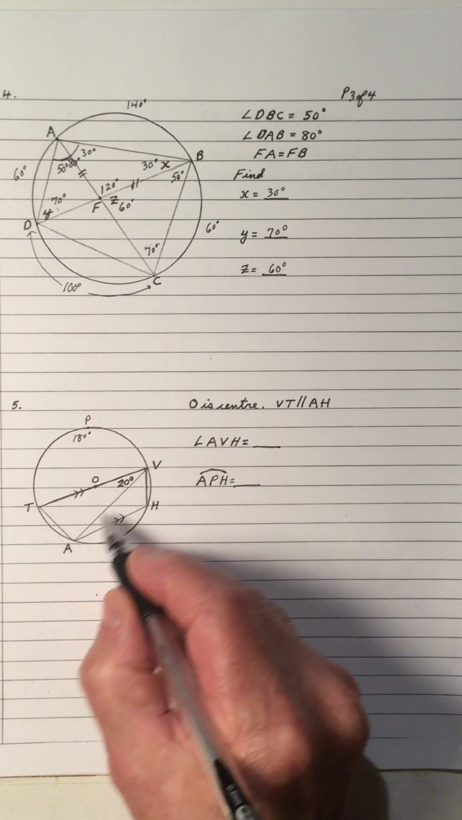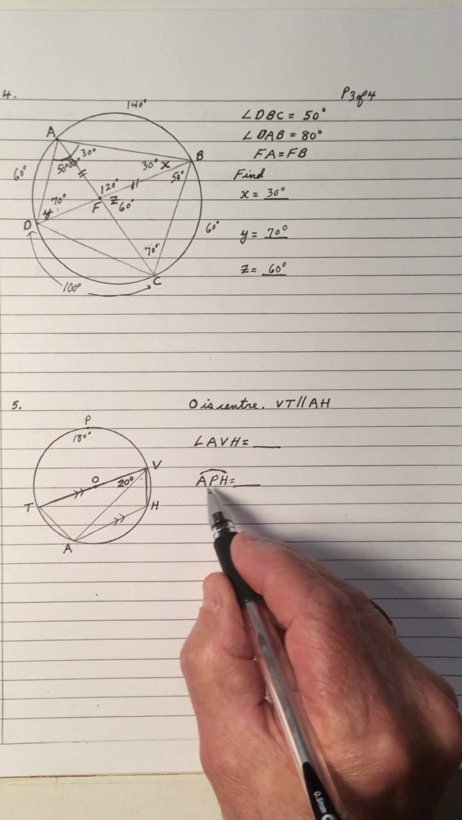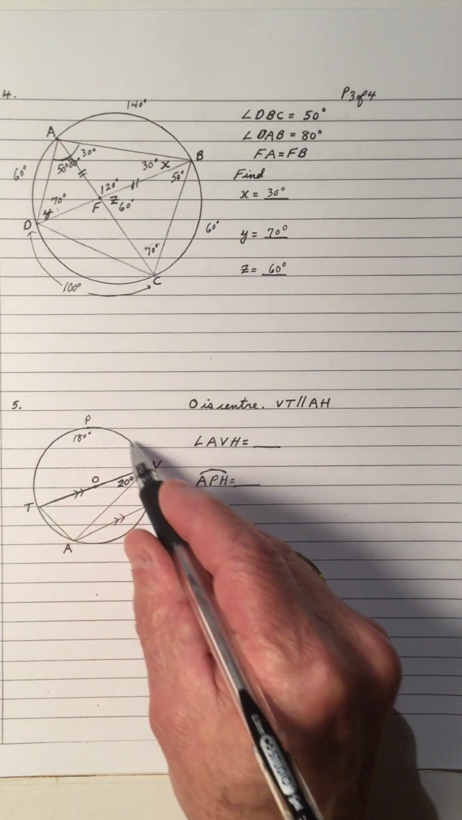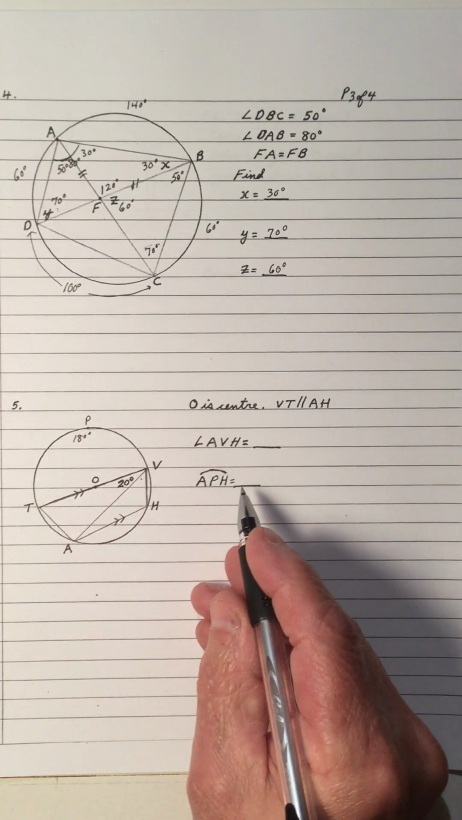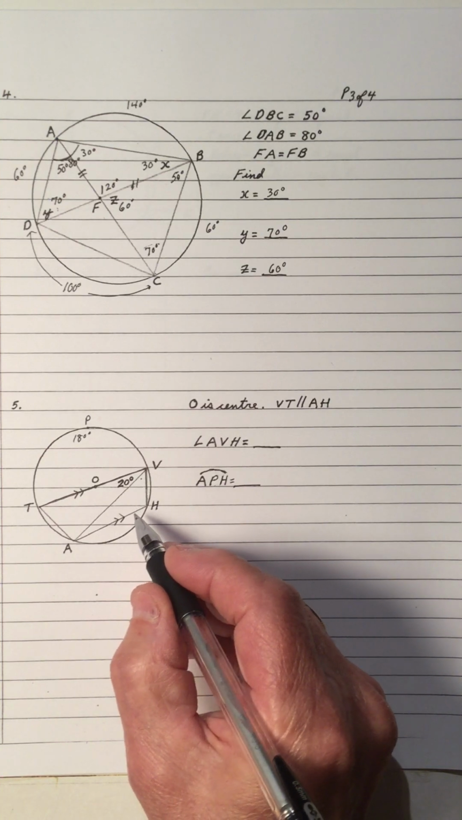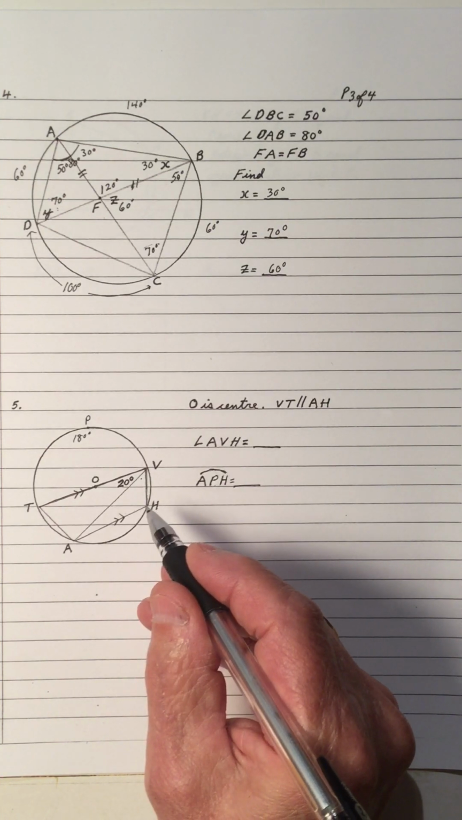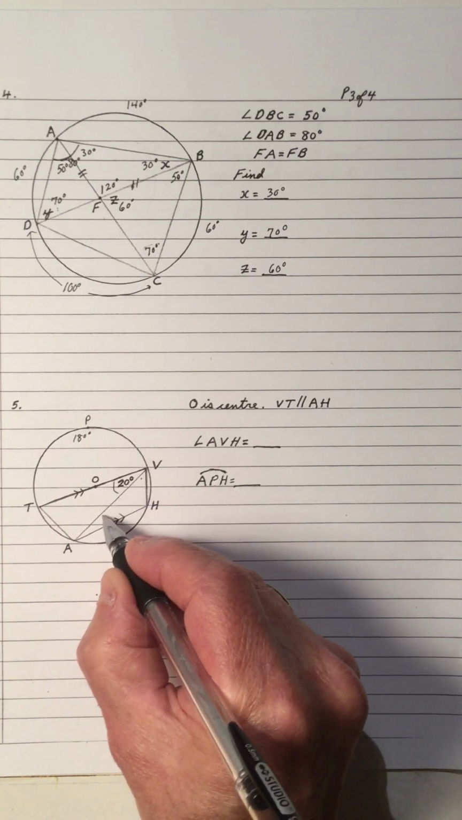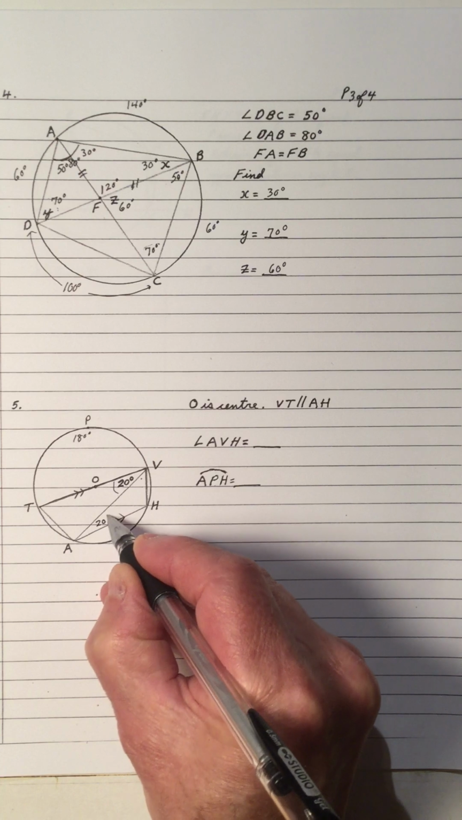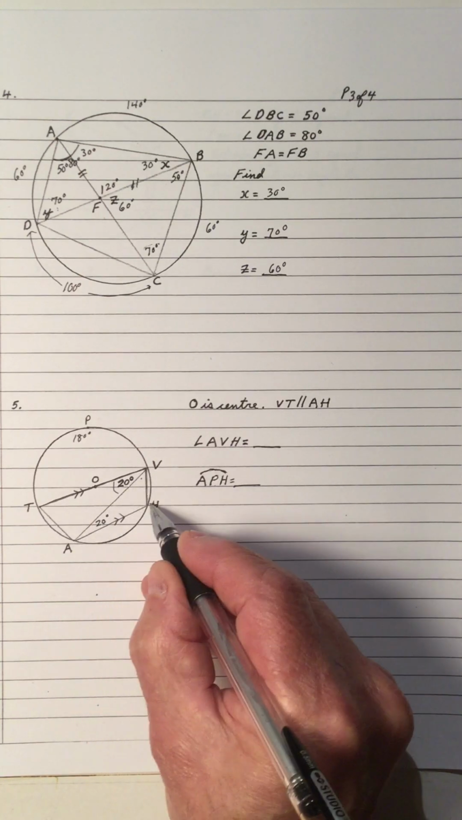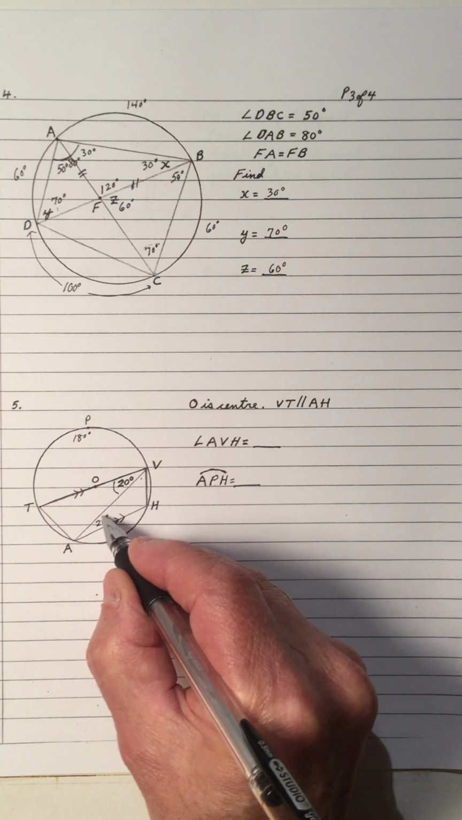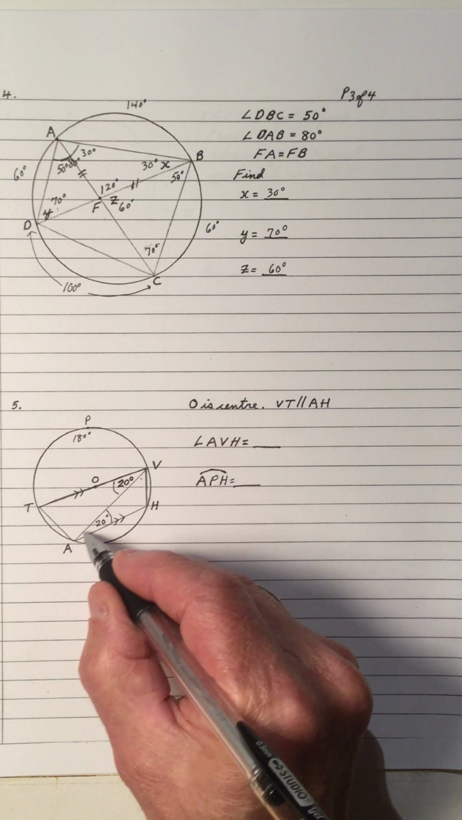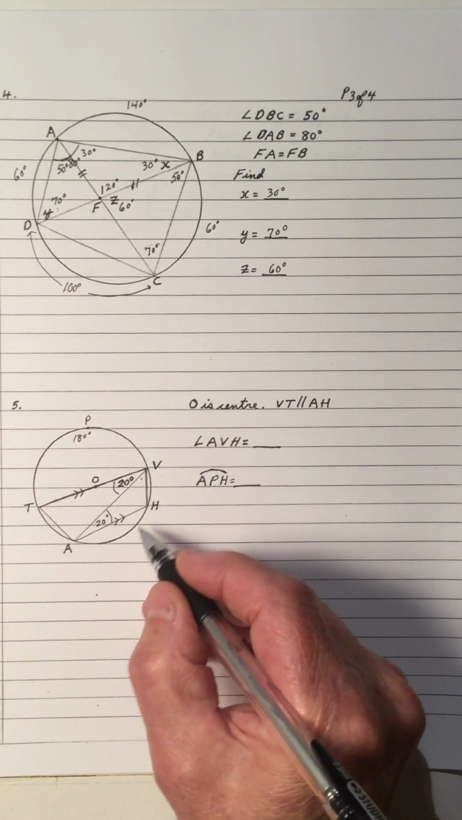So we want to find the measure of angle AVH. AVH, so is this one. And we want to find the arc APH, all this arc here. So let's see if we can find them. So what we have is that one of the properties here, we have parallel lines, alternate interior angles are equal, so this is 20 degrees. So this angle is equal to this one, alternate interior angles. This is the transversal cutting through these parallel lines.